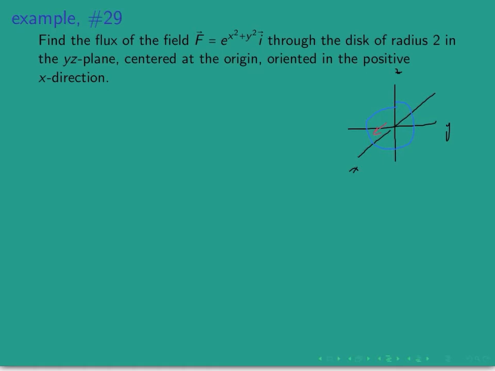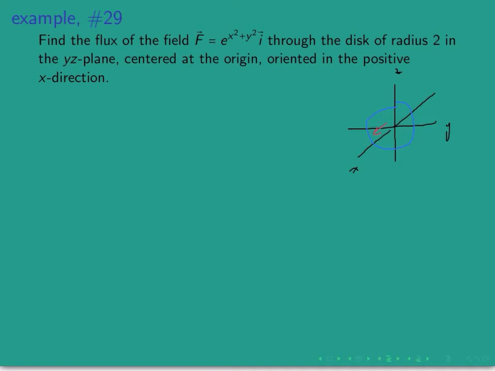Next example is to find the flux of this somewhat ugly looking vector field, e to the x squared plus y squared i, through the disk of radius 2 in the xy or the yz plane, centered at the origin and oriented in the positive x direction. Okay, so here's the surface. It's still flat, and this is in the yz plane, and its orientation is in the positive x direction.